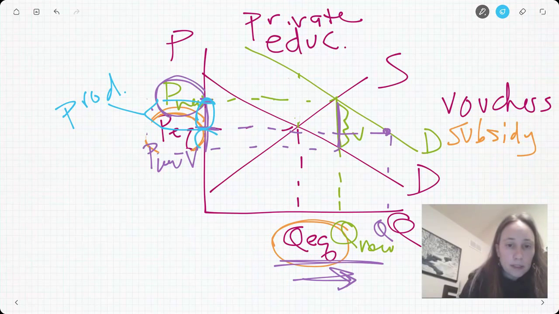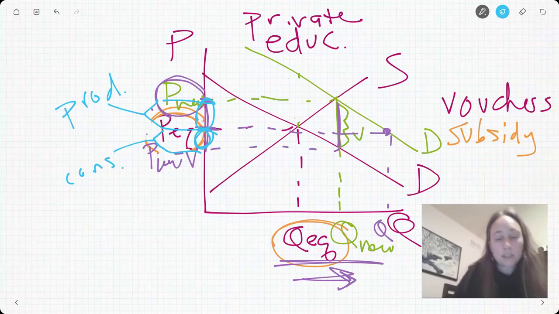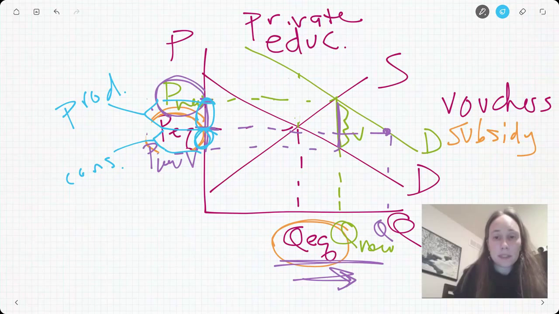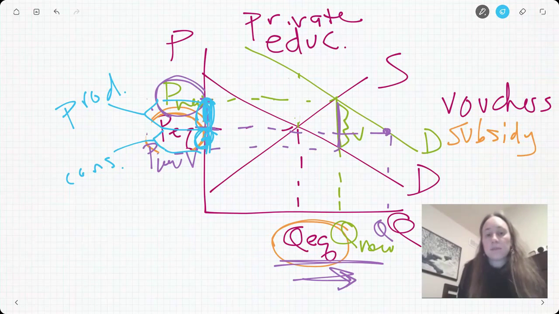And then because the voucher subsidizes or acts like a coupon for the consumers, they effectively pay a lower price. So some of the subsidy, this full amount V, gets split. Some of the subsidy goes to producers and some of the subsidy goes to consumers.